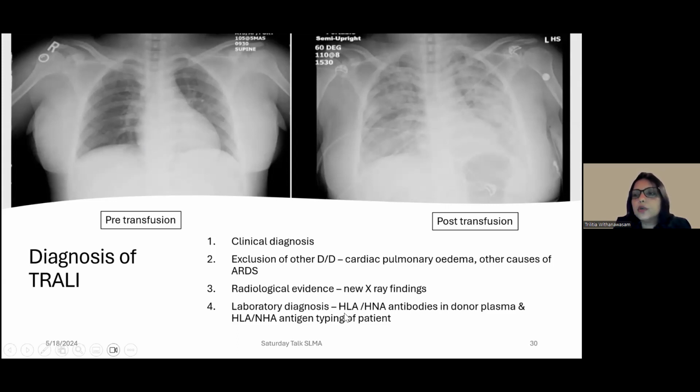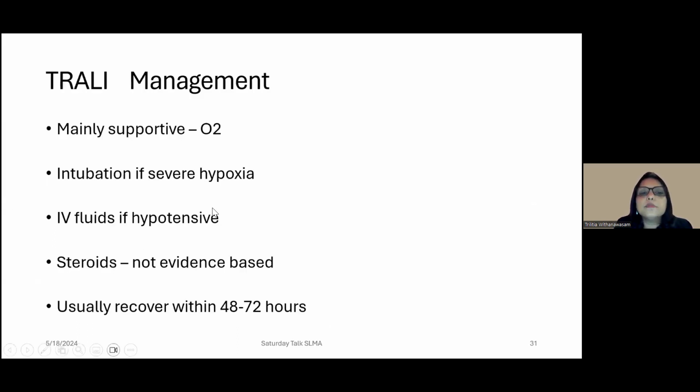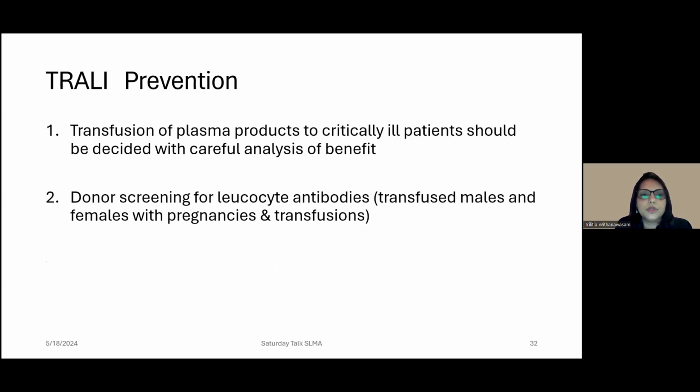For laboratory diagnosis, we can do HLA and HNA antibodies of the blood donors, and antigen typing can be done in our country. We have the facilities to make the definitive diagnosis. The management of TRALI would be mainly supportive. Intubation may be necessary if there is severe hypoxia, and fluids may be necessary. Steroids we can try, but there is no evidence. Usually it is spontaneous recovery. We have to support the patient for 48 to 72 hours.